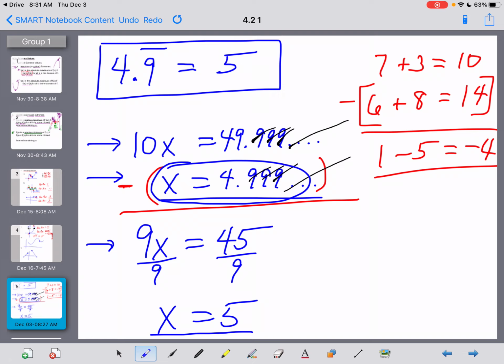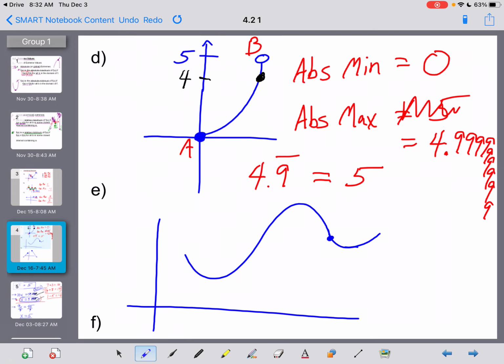All right? So in Latin, everybody, we say QED, quod erat demonstrandum, oh, but I don't know what it stands for. I really should. It means thus it is proven, everybody. 4.9 repeating is actually equal to 5. That'll blow people's minds a little bit, but we don't need to spend too much time talking about that.